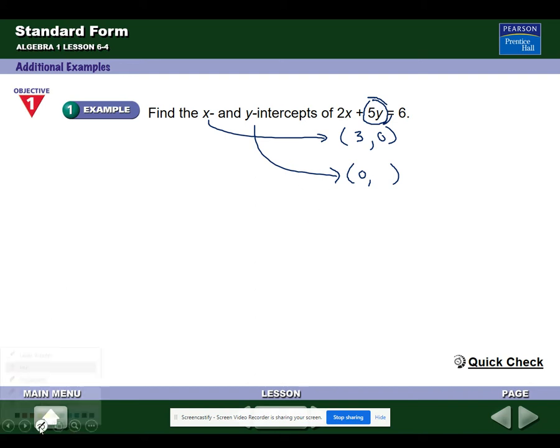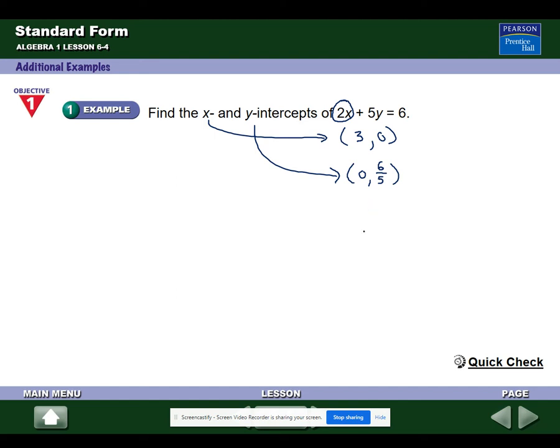If instead I want to find the y-intercept, what you do is you plug 0 in for x. That's what you see here, this ordered pair. I'm plugging 0 in for x, and this whole thing goes away. And now you're left with just 5y equals 6. And if you divide both sides by 5, you'll get the fraction 6/5, or 1 1/5, or 1.2. All of those are okay.